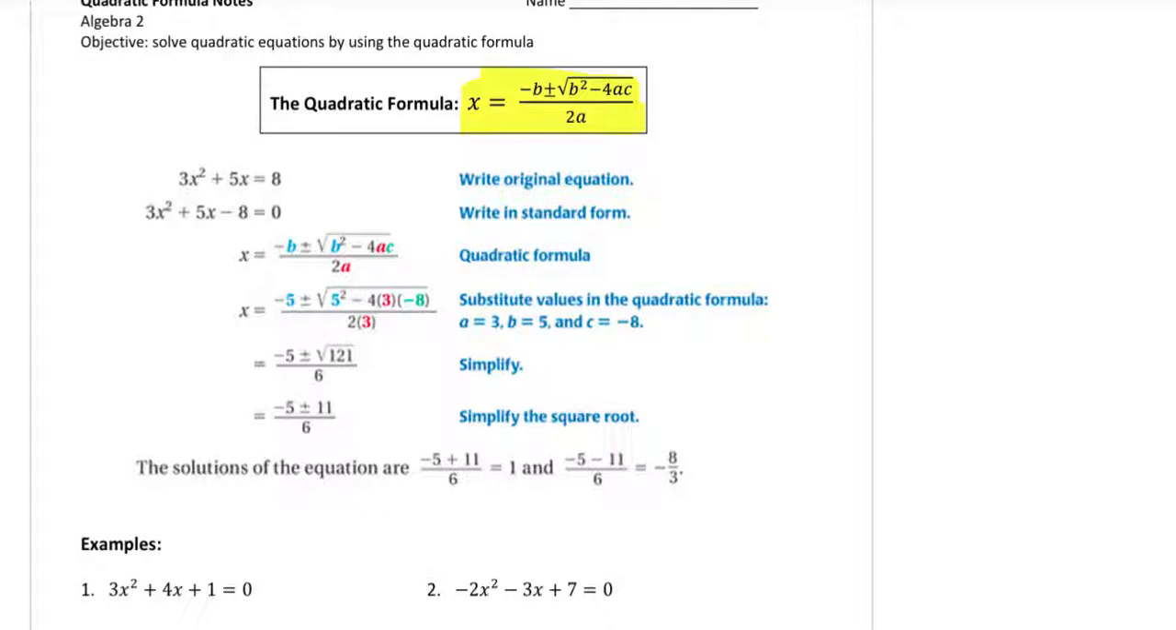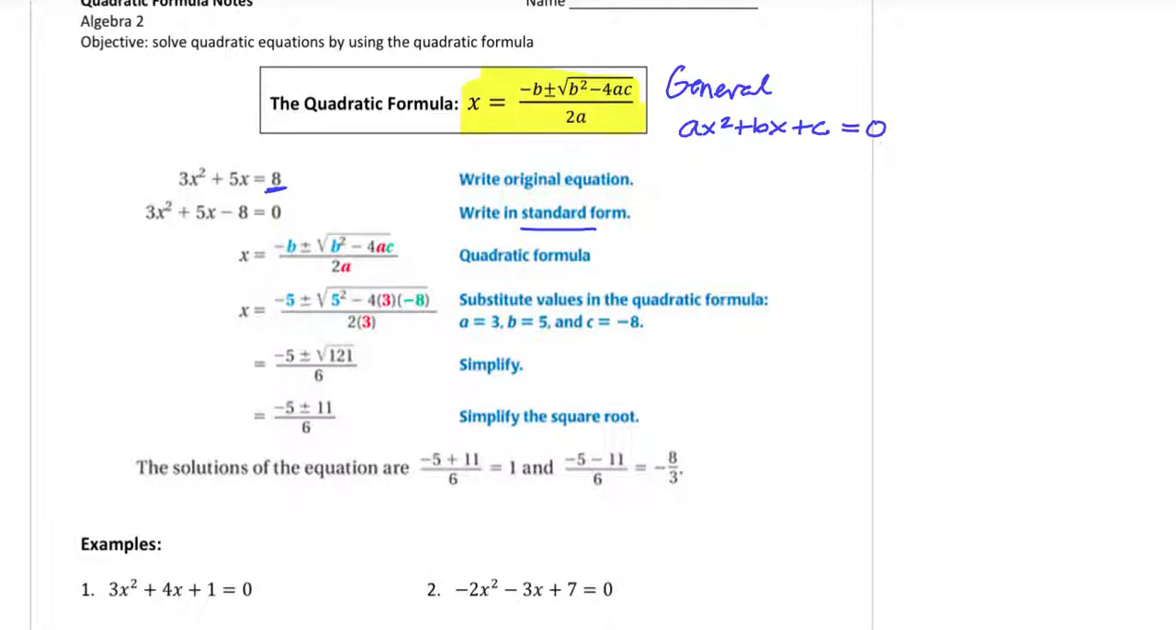So where do these letters come from? Where does b come from? Where does a come from? Where does c come from? Those come from our general equation, ax squared plus bx plus c. So the other thing is these always have to be equal to 0. So notice the example that they did here, how it's equal to 8. They moved it over by subtracting, so now it's equal to 0, and hence they have it written in standard form.